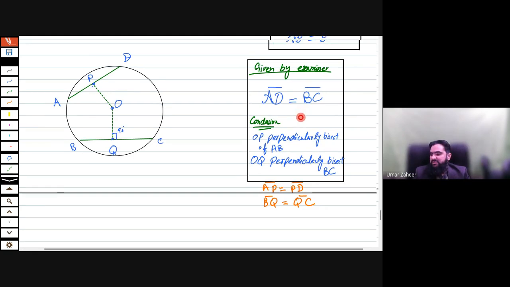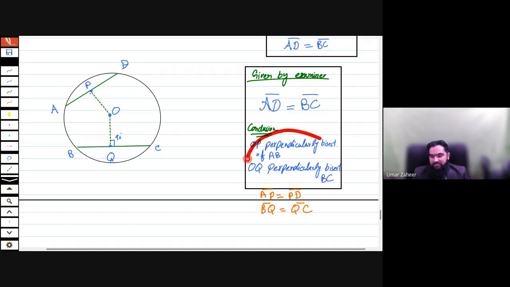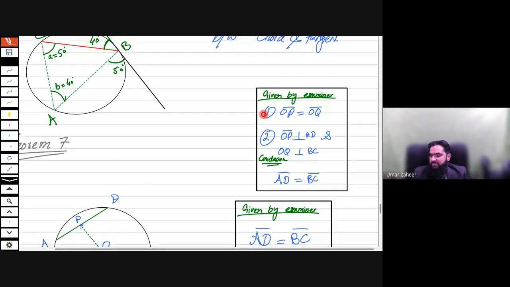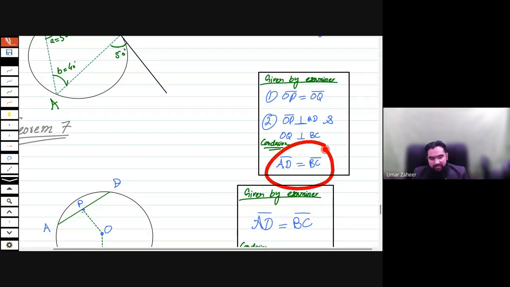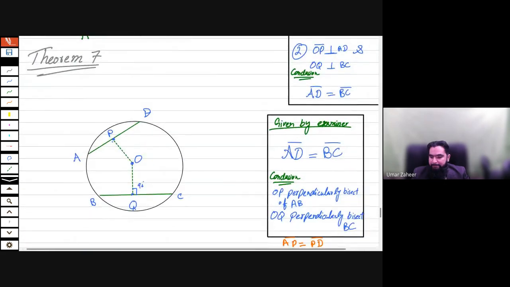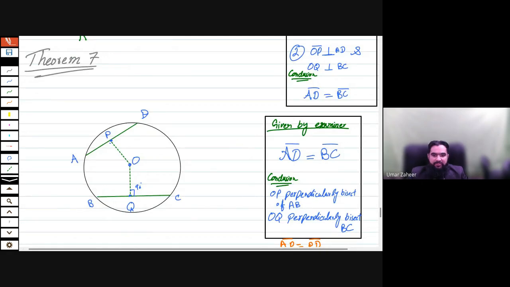For example, if this information is given, you can conclude this one, and if this information is given, you can conclude this thing. Is it clear? Always remember, if the perpendicular distances from the chords are equal, the chords are equal. If the chords are equal, the perpendicular distance always bisects the chord into two equal parts.